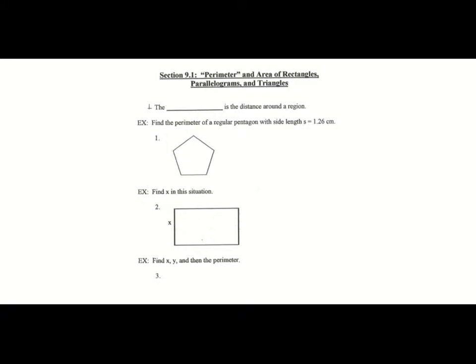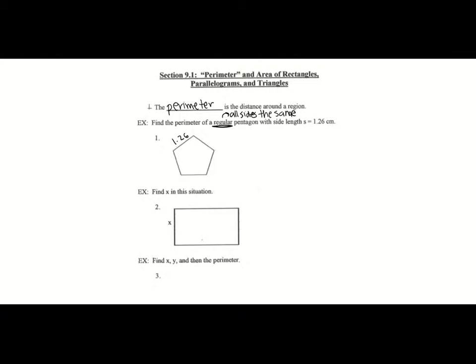In 9.1, we're going to talk about the perimeter and area of rectangles, parallelograms, and triangles. So the perimeter is the distance around a region. If we want to find the perimeter of a regular pentagon with side lengths s, remember regular means all sides are the same. And each side is 1.26.